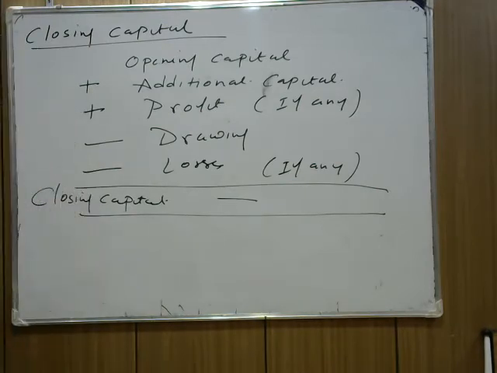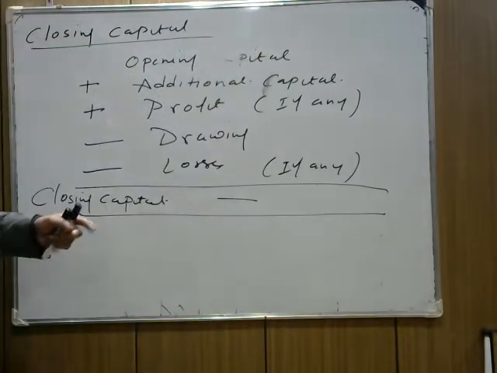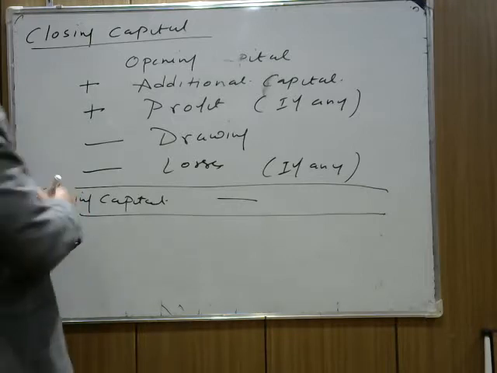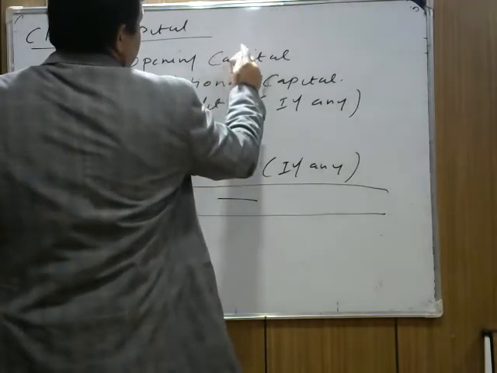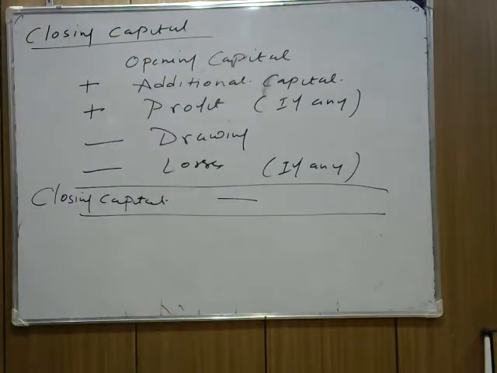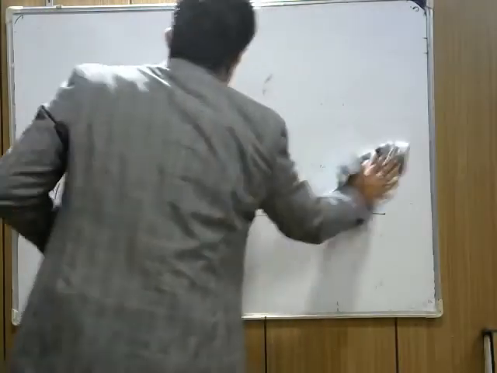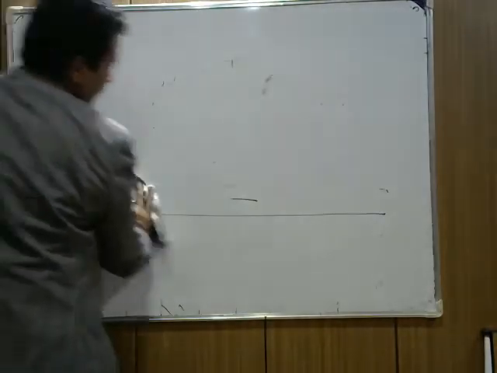Now I will do the questions. First, note down the formula. Opening capital plus additional capital, add profit, minus drawing. If a loss is there, it needs to be subtracted. With the help of this, we find the closing capital. Then we'll do a couple of questions.